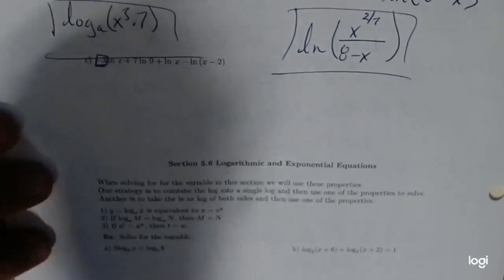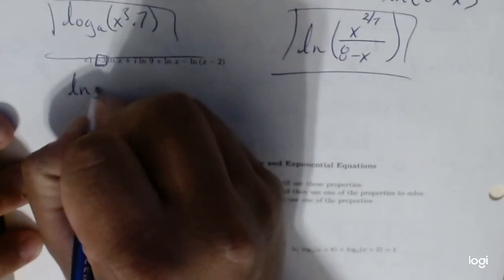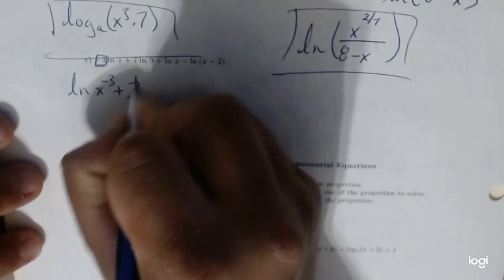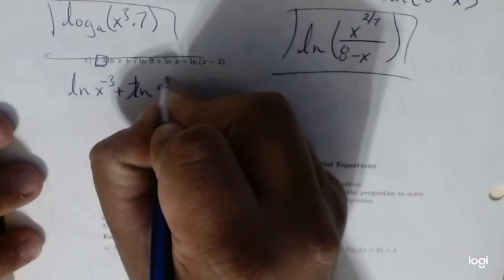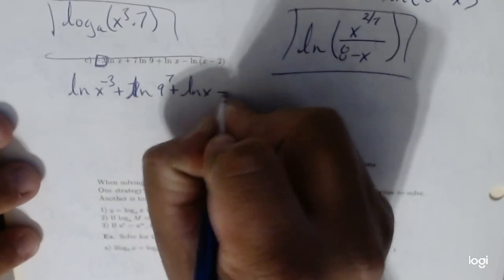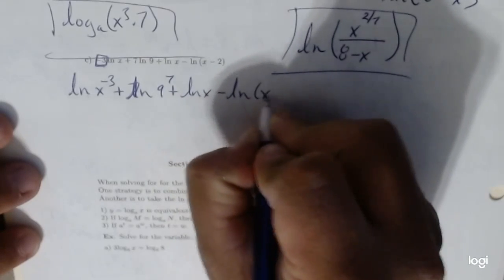Here's a negative, so therefore this is going to be natural log of x to the minus 3 power plus 7 natural log of 9, so natural log of 9 to the 7th power, and you can leave it just like that, plus natural log of x minus natural log of x minus 2.